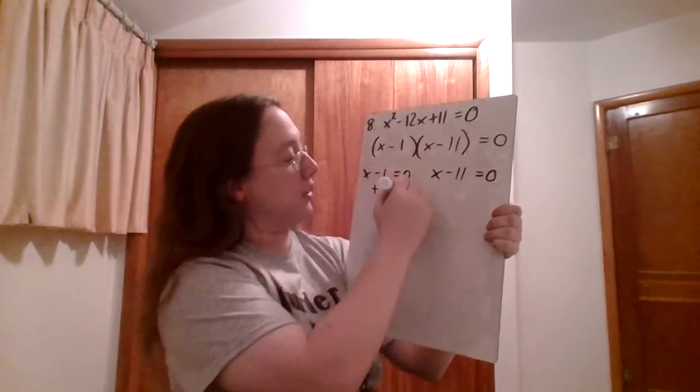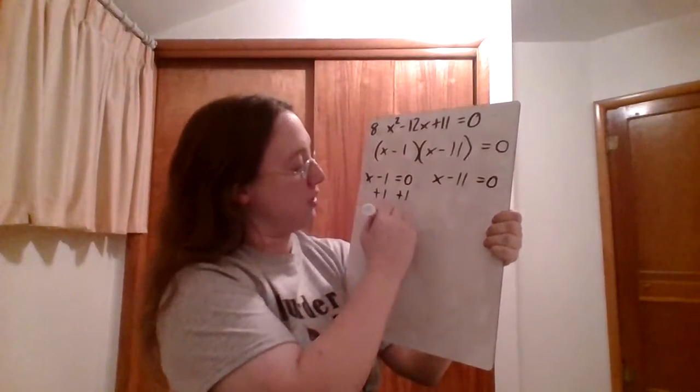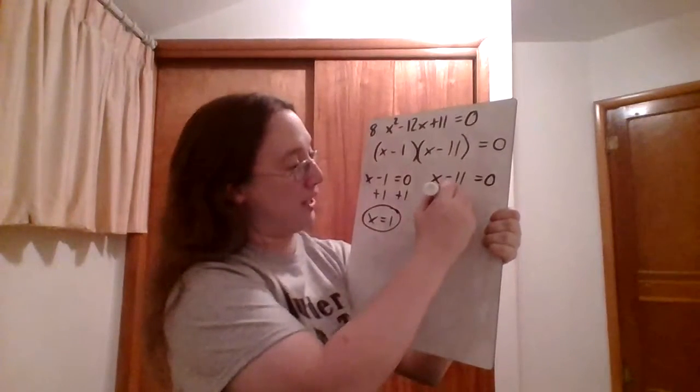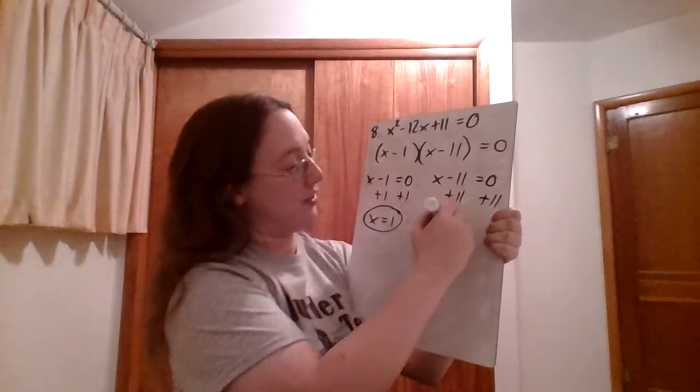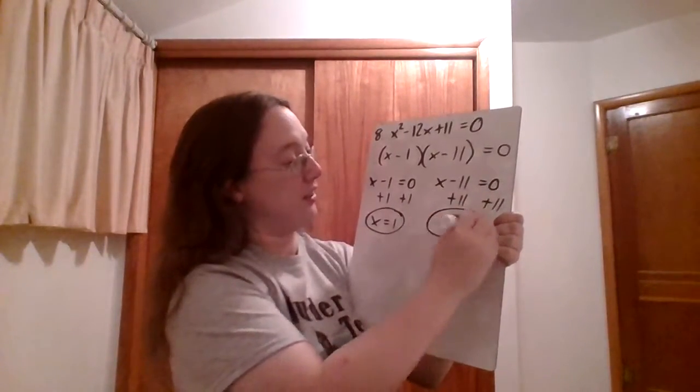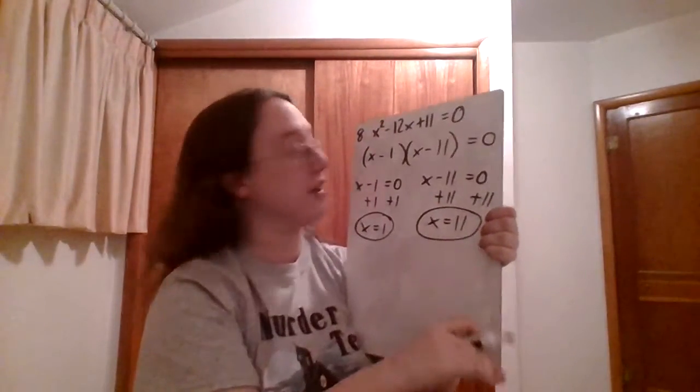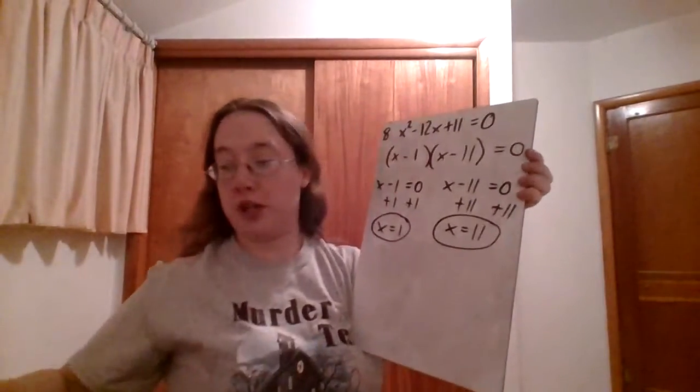And then we're adding 1. So we've either got 1, or we're adding 11. So we get 11. And there we go. That's one way to do it. If you want to complete the square on that.